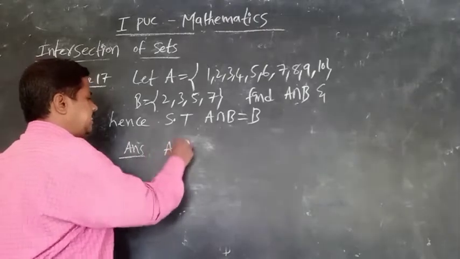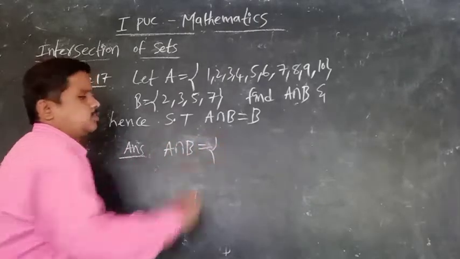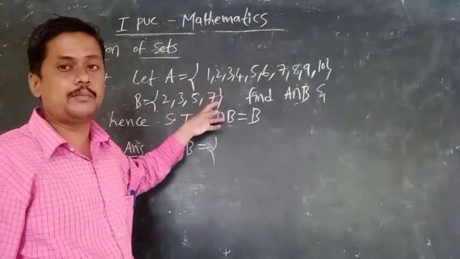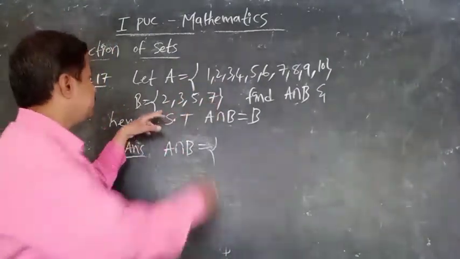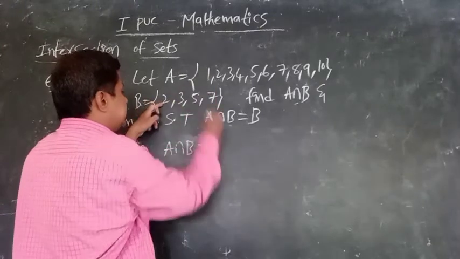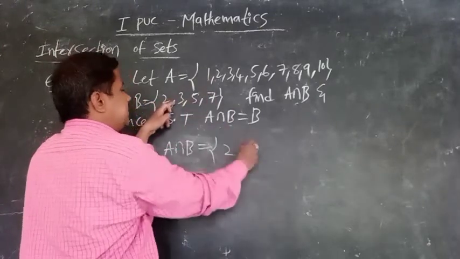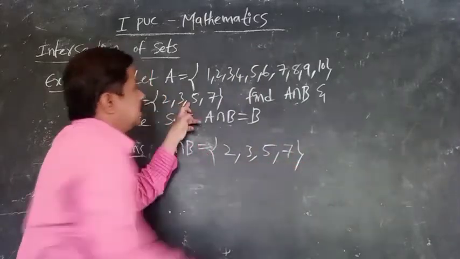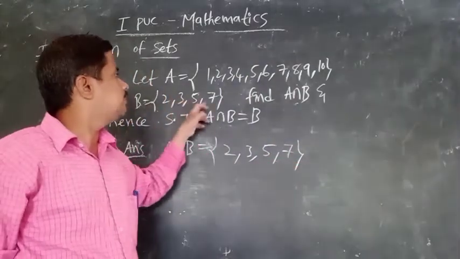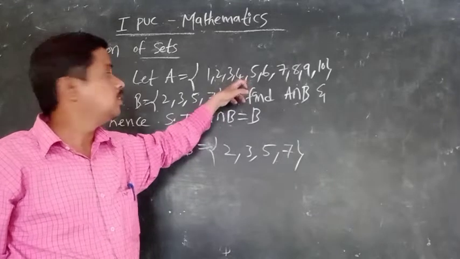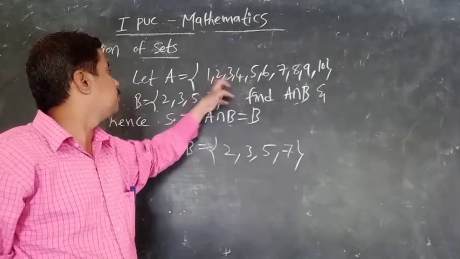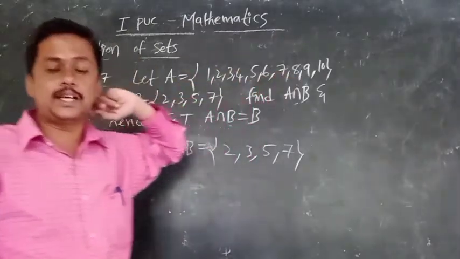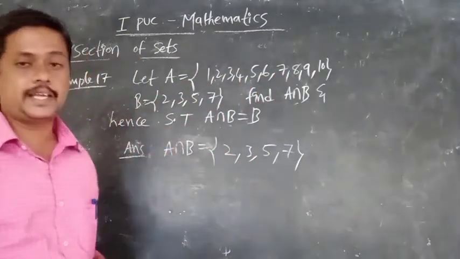A intersection B is equals to what? Common to both A and B. See what is common to A and B. 2 is there, 2 is there. 3 is there, 3 right. 5 is there, 5, 7. Okay? So 2, 3, 5, 7 is there in A also. 1 is not there, 4, 6, 8, 9, 10 are not there. That's why this is the answer, A intersection B.